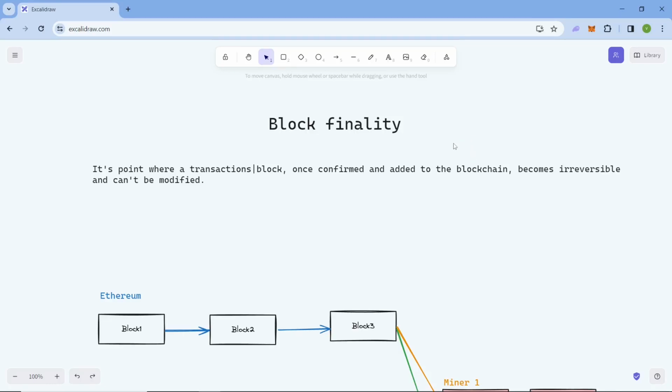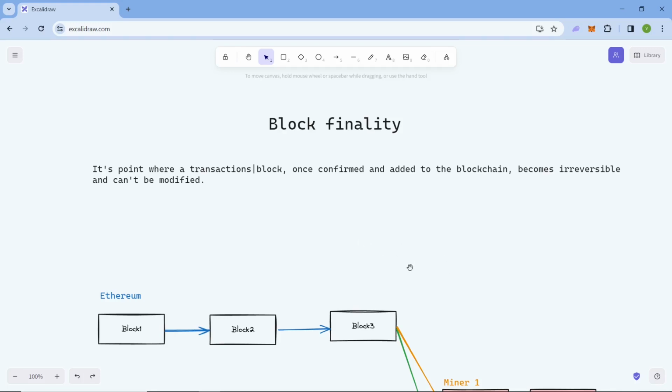Today in this video, we'll see what block finality is. It's the point where a transaction or block, once confirmed and added to the blockchain, becomes irreversible and cannot be modified. Now you might say it's obvious that once a block is added to the blockchain, it cannot be modified. But there is a situation where, even after a block is added to the blockchain, it can be completely replaced. This is where block finality comes in, and it's crucial.